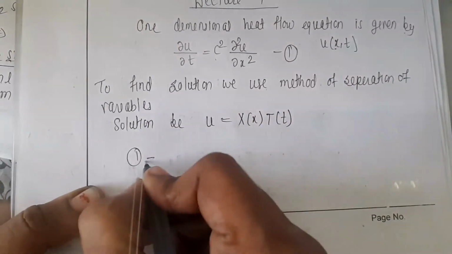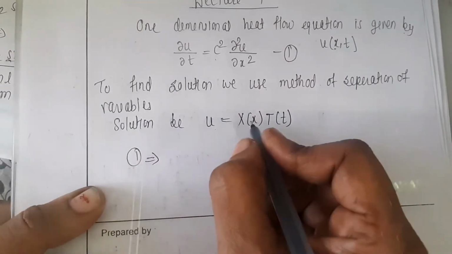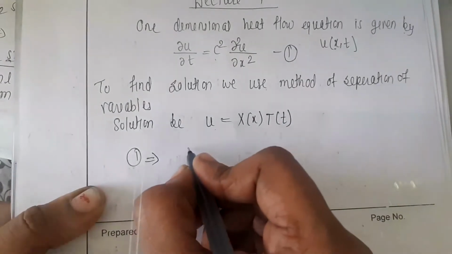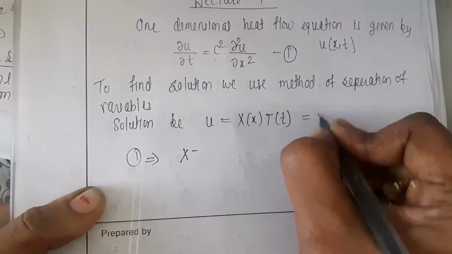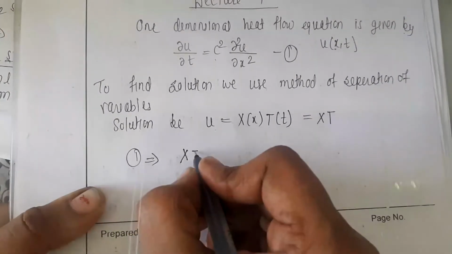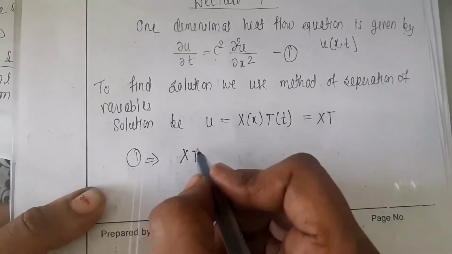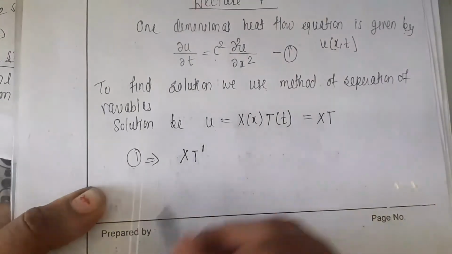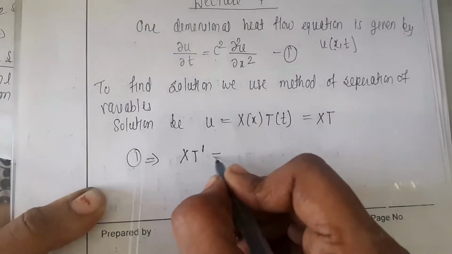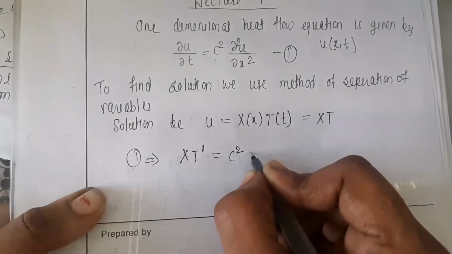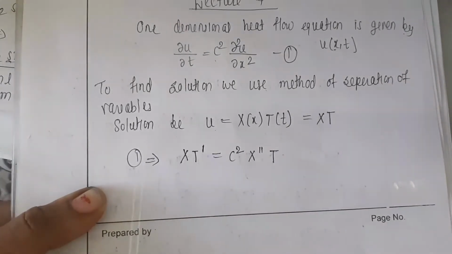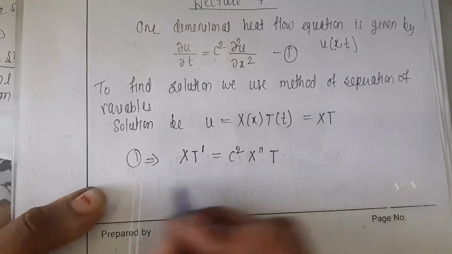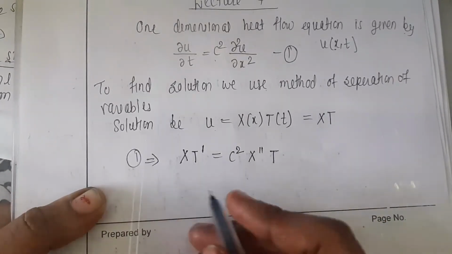The derivative of u with respect to t becomes X multiplied by T dash, and this is equal to c squared into X double dash multiplied by T. This we obtain. Now we separate the variables, X on one side and T on the other side.